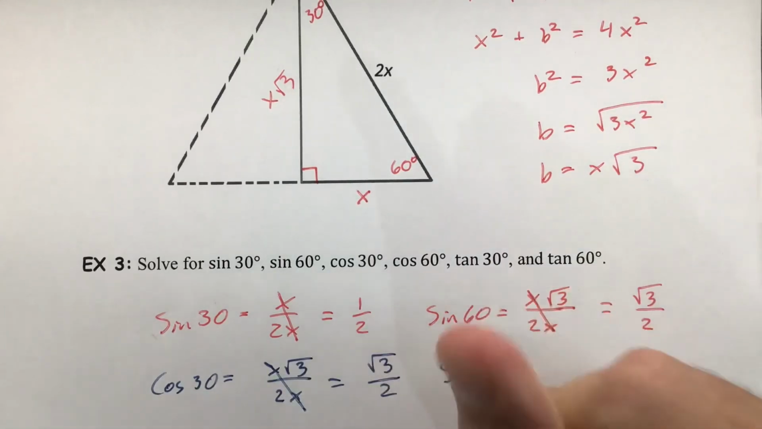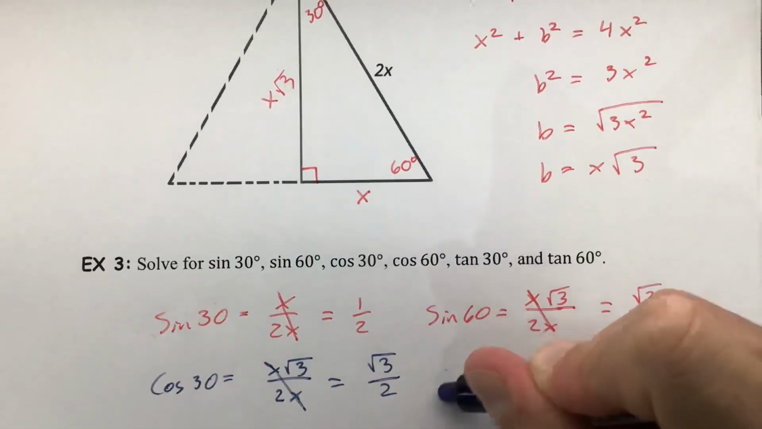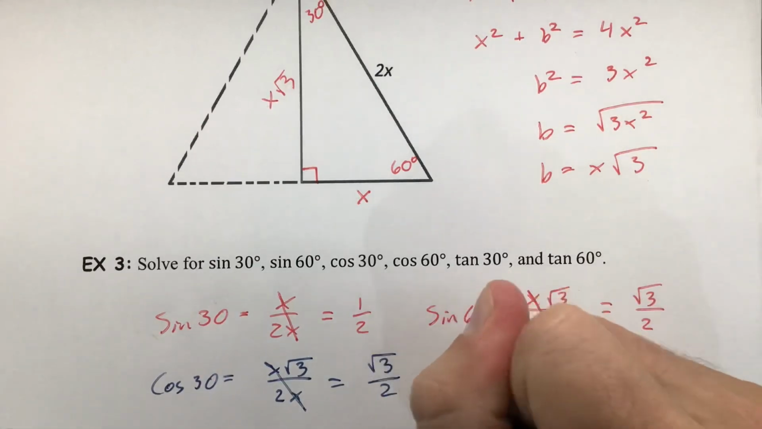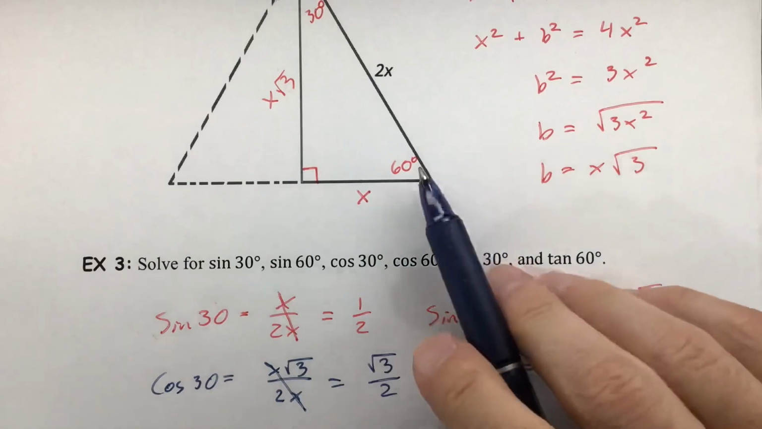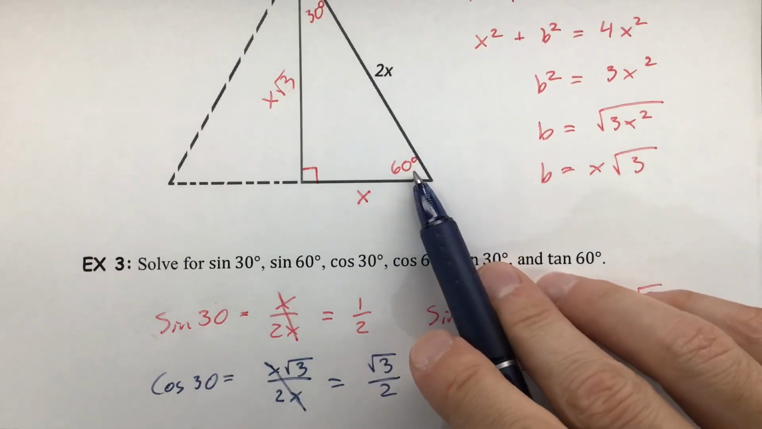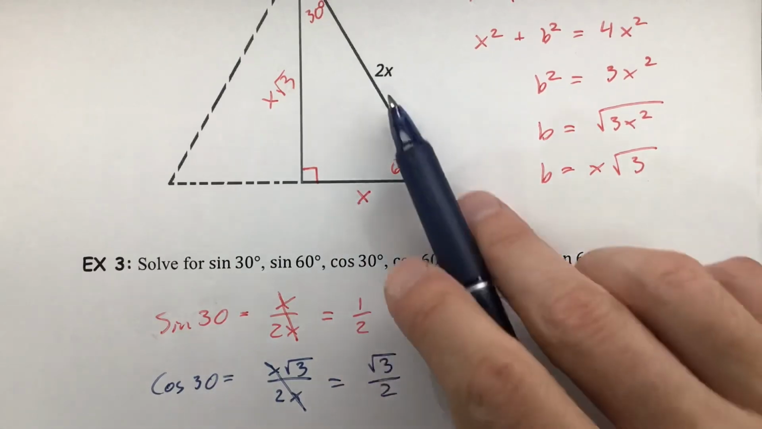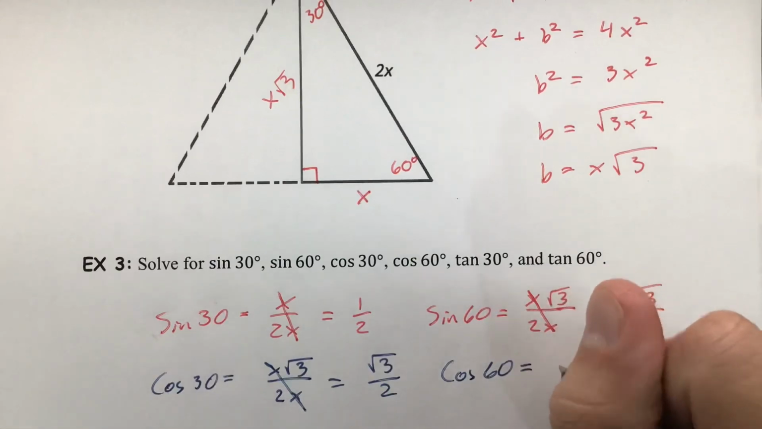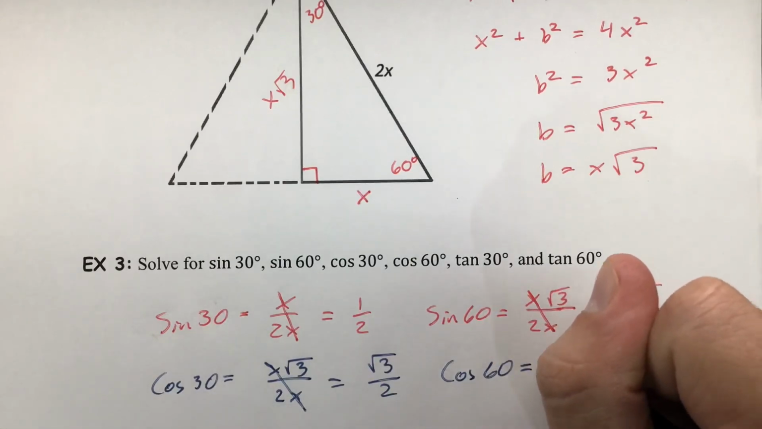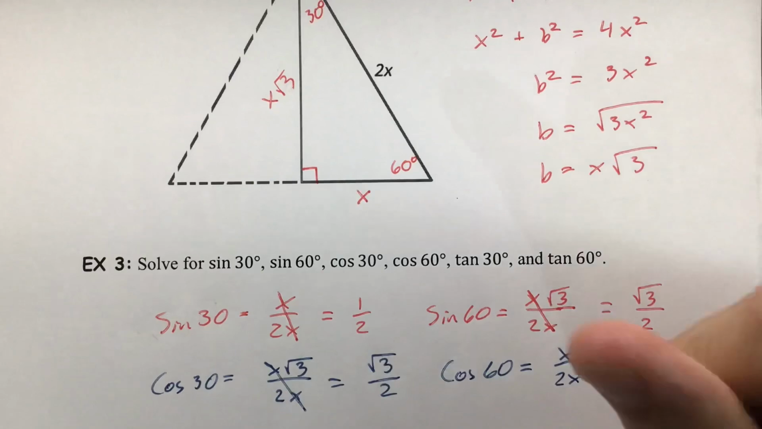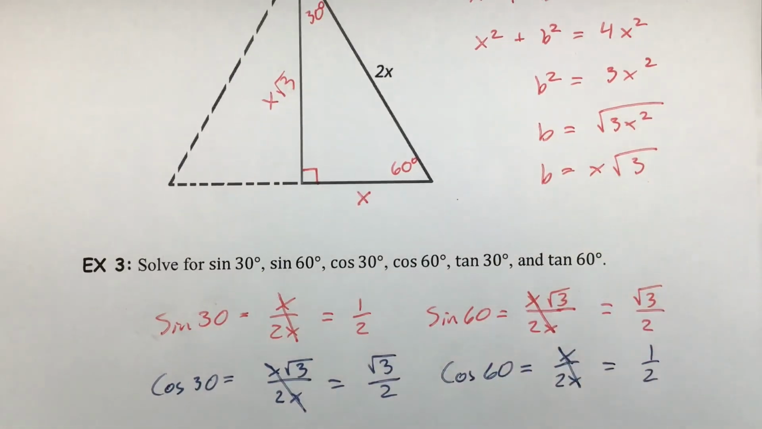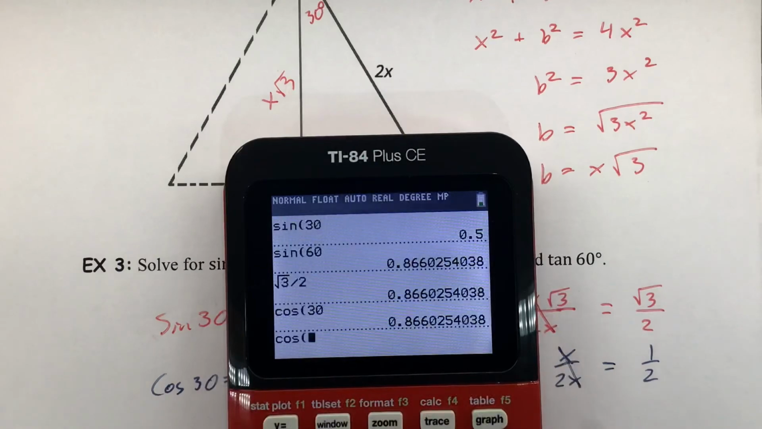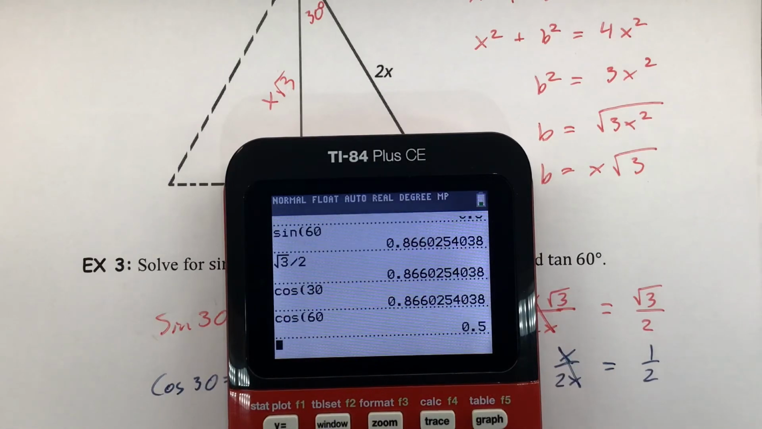And then we already did sine. Then for cosine 60, you might be able to predict what that one's going to be. The cosine of 60, here's your theta. It's going to be the adjacent x divided by the hypotenuse, so we're going to get x over 2x. The x's are going to cancel, and you get 1/2. The cosine of 60 is actually 1/2. That's 0.5. There you go.